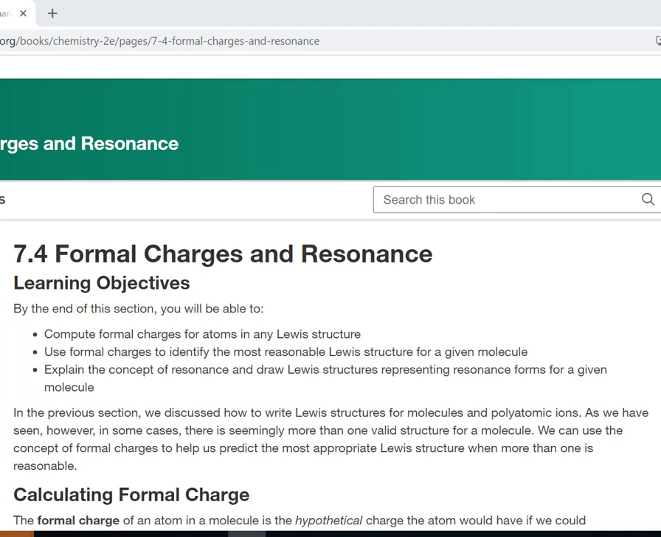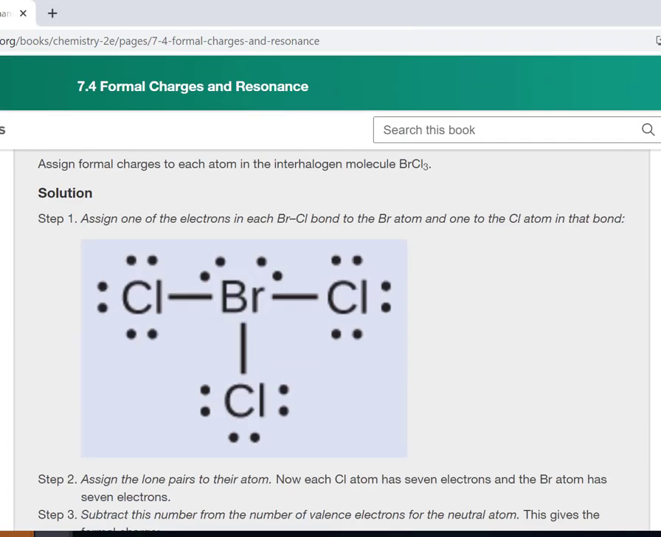Hello everyone. We're going to continue with section 7.4. In this video, we will discuss the learning objective, explain the concept of resonance, and draw Lewis structures representing resonance forms for a given molecule. So let's go ahead and get started on that.